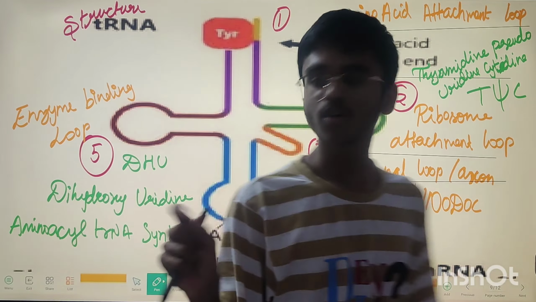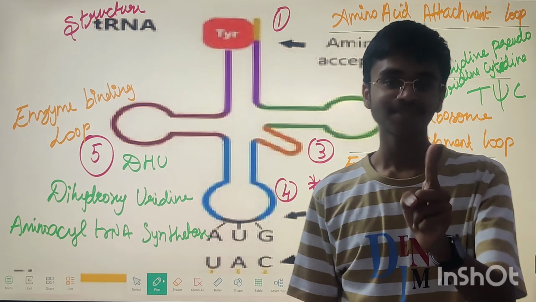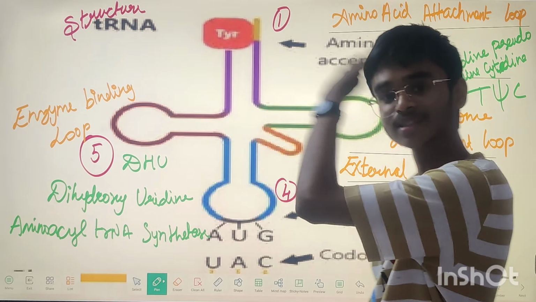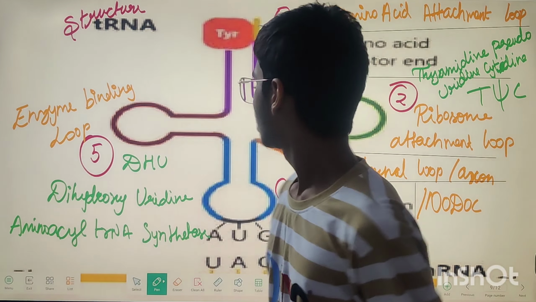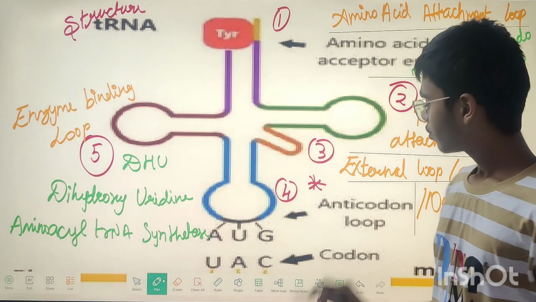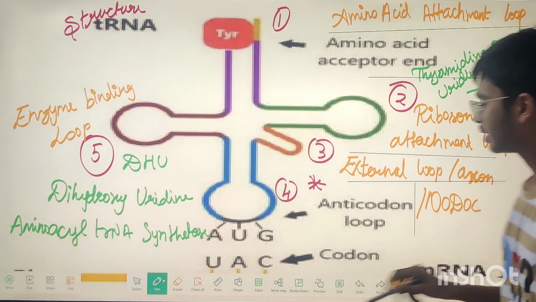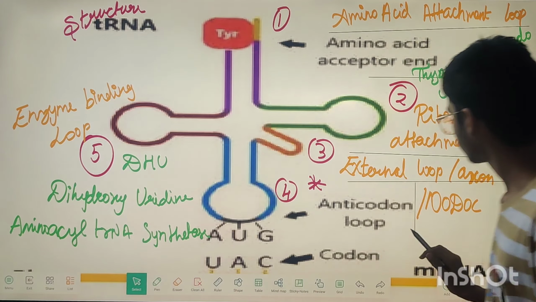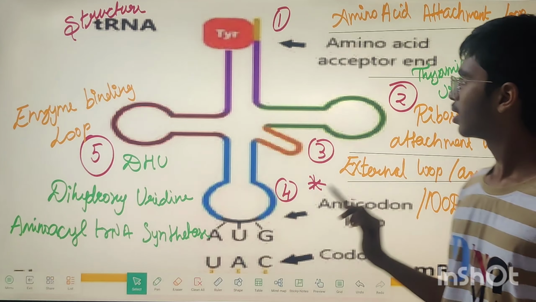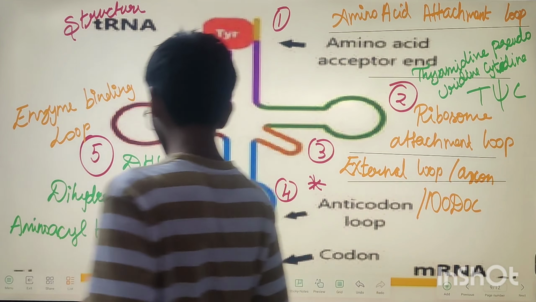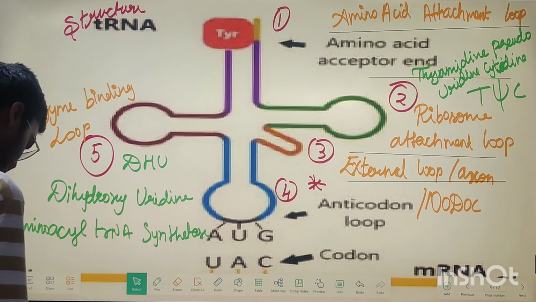Don't put T in place of U, because there won't be any T at all. We are discussing only mRNA. So for this there won't be any name, only for this there will be a name. For an anticodon there won't be any name at all. You have to be very, very clear. So this is what the process is.